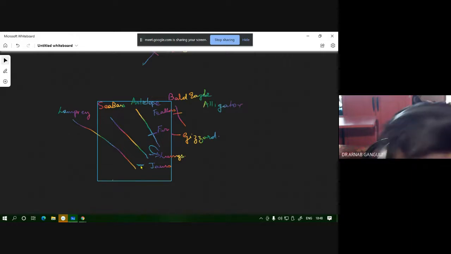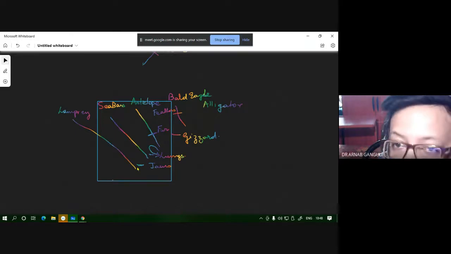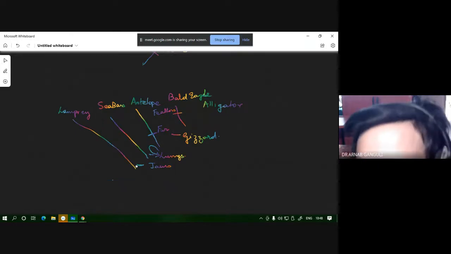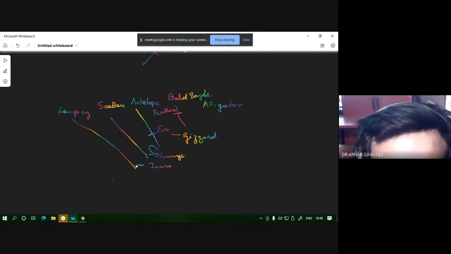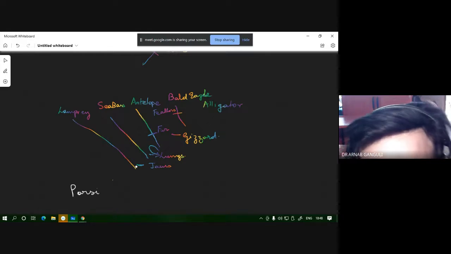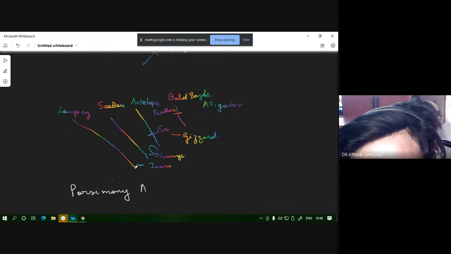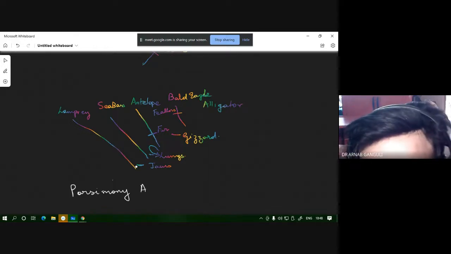ঠিক আছে, আজকের ক্লাসটা এখানে শেষ করি। Next day with this we will continue with this example on another analysis known as parsimony analysis.